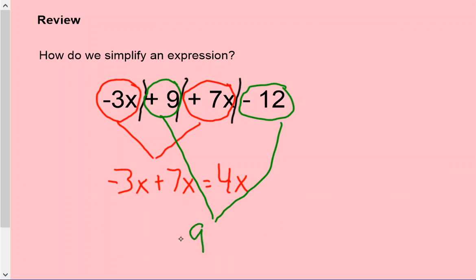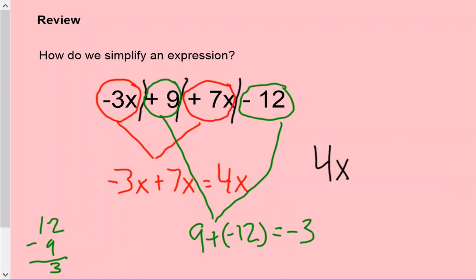9 plus a negative 12. Okay, so we have different signs, so we're going to subtract. We're going to take the sign of the number with the larger absolute value, which is the negative 12. So our answer is going to be negative, and then we can do 12 minus 9, which will give us 3. And so our answer here would be negative 3. And now we have a simplified expression of 4x minus 3.